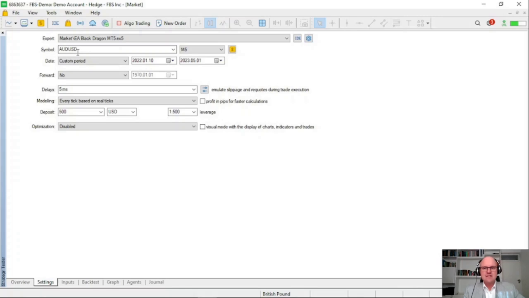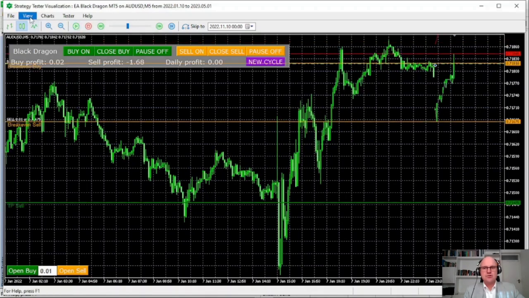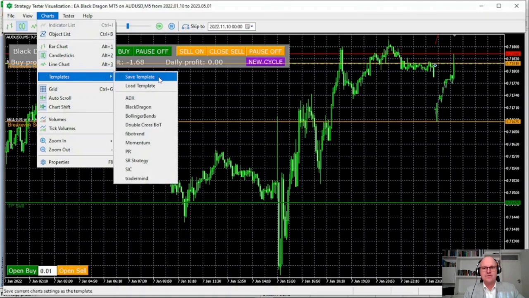So I'm going to run the test from the 10th of January 2022 until the 1st of May 2023. I'm going to use a delay of 5 milliseconds, and I'm going to use every tick based on real ticks and a deposit of 500 with a 1 to 500 leverage. So now that we have set all of the parameters for our testing, I'm going to select the visual mode and then load the template while the expert advisor runs so that we can have a better insight into what it does. For now, I'm going to slow it down a bit until the first trades are placed and we can load the template.